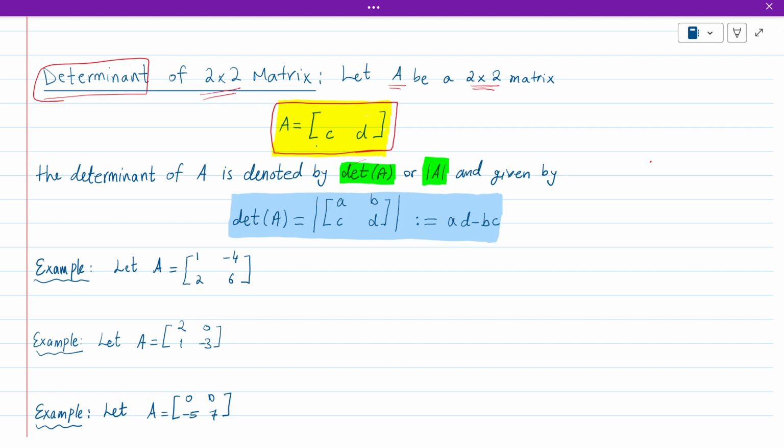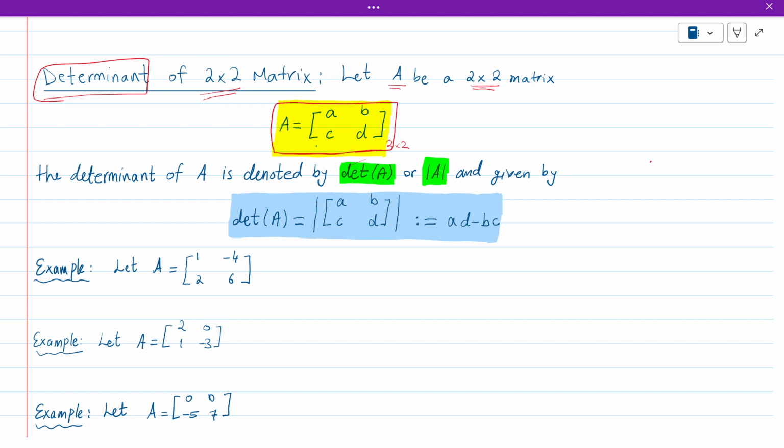In the first row, it has 2 numbers. So as you see in the first row it has 2 numbers, and in the second row it has 2 numbers. So a 2 by 2 matrix has 2 rows and 2 columns. In other words, it is 2 by 2.